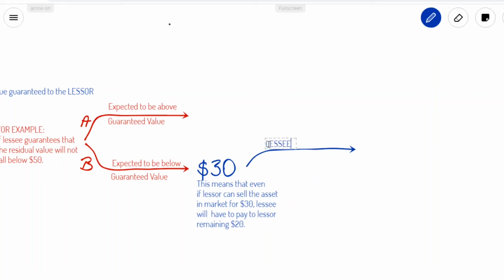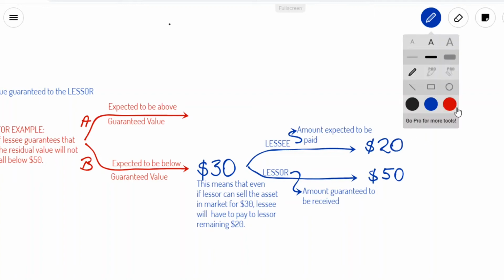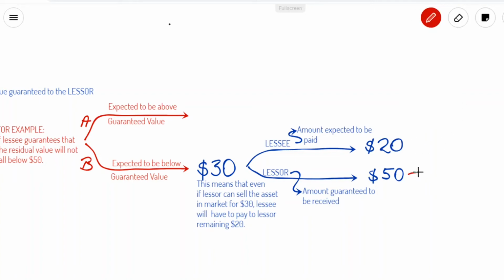In that case, $50, which is the guaranteed residual value for lessor, will be a lease payment. However, in the case of lessee, because lessee will only be expected to pay $20, therefore only $20 will be included in the definition of lease payment for the lessee. So here we have a bifurcation, we have a difference, we have a distinction between what would be included in lease payments in terms of residual value guarantee.